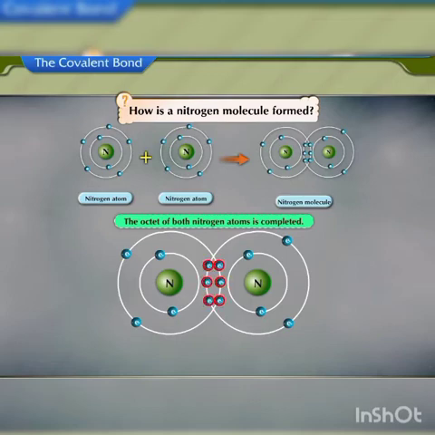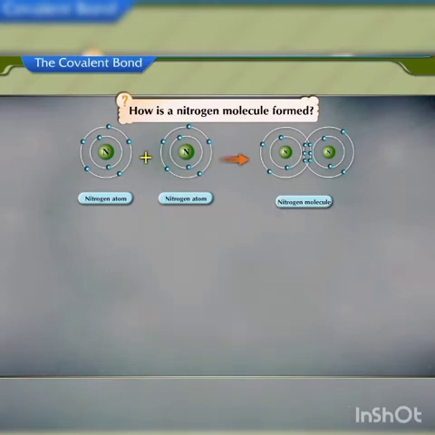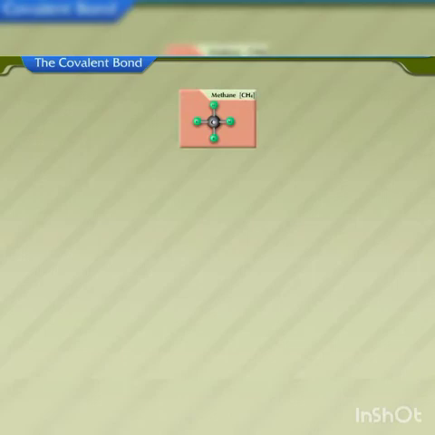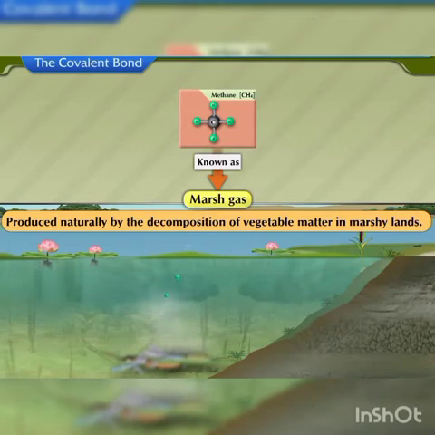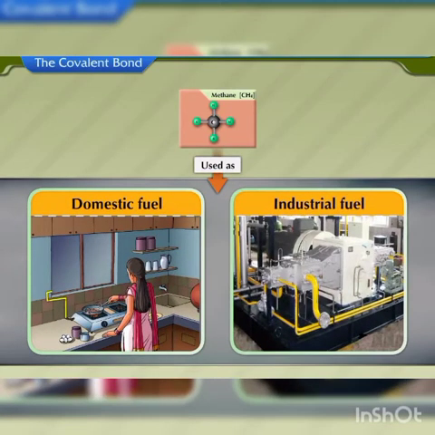As there are 3 pairs of electrons that are shared between the nitrogen atoms, the bond formed is a triple bond. Nitrogen molecule so formed is represented as N triple bond N. A nitrogen molecule can also be represented by an electron dot and cross structure. Methane is known as marsh gas as it is produced naturally by the decomposition of vegetable matter in marshy lands. Methane is used as domestic and industrial fuel.